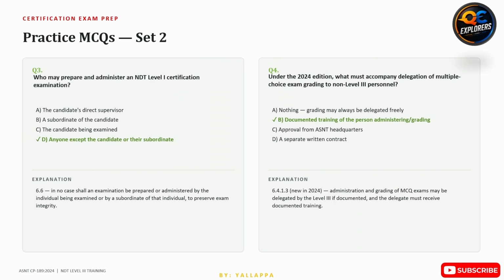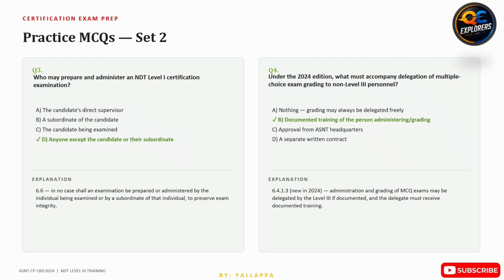Now let's continue with our certification examination practice by working through two additional questions. These questions focus on two important concepts introduced in the 2024 edition of CP-189: examination independence and delegation of multiple choice examination grading. Both are frequently discussed during Level 3 examinations and quality audits. Let's begin with question 3.